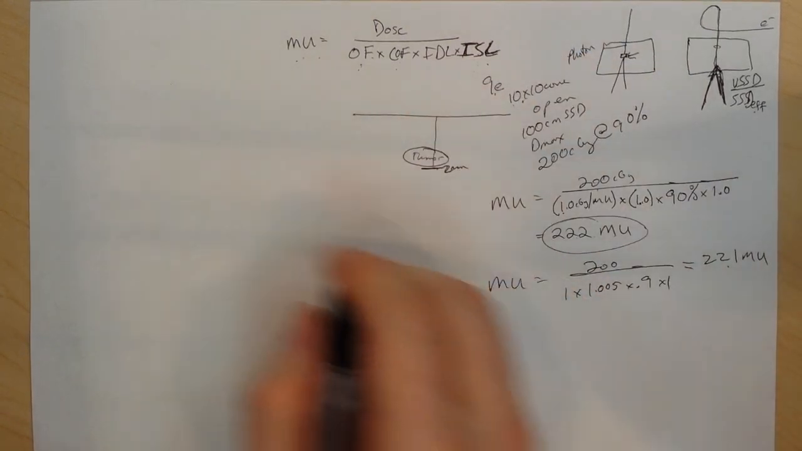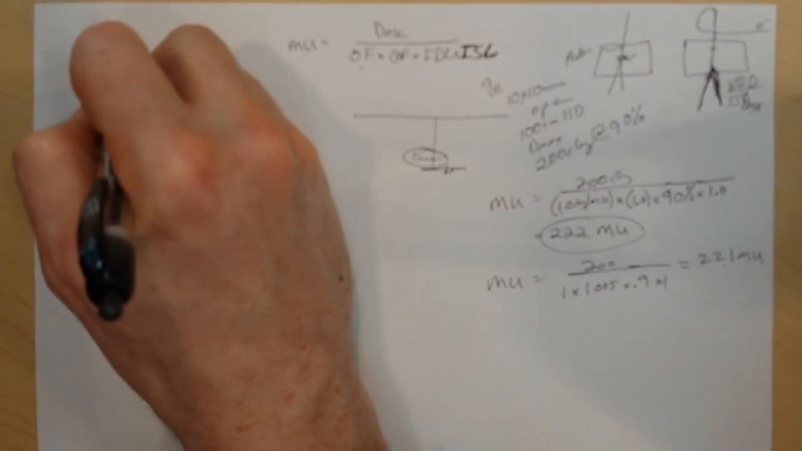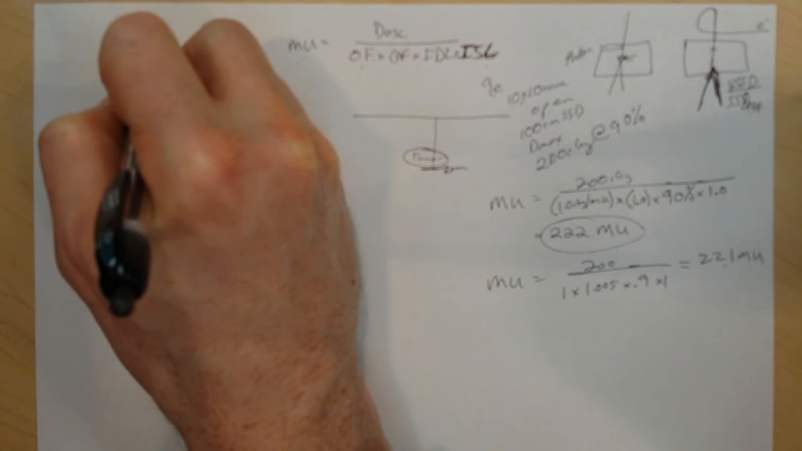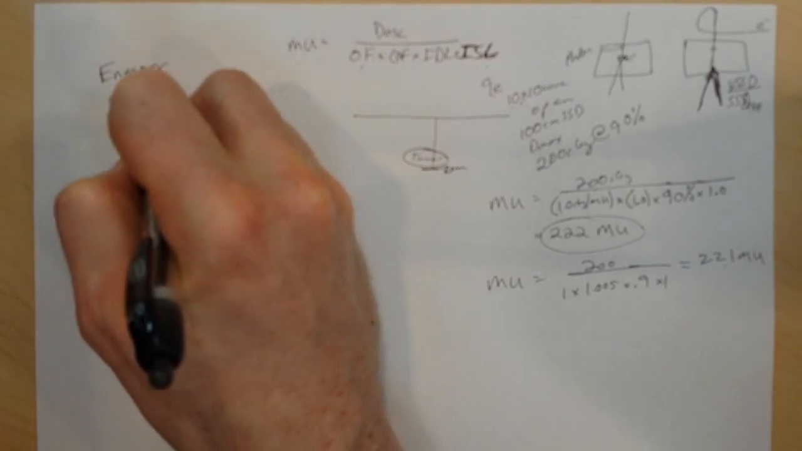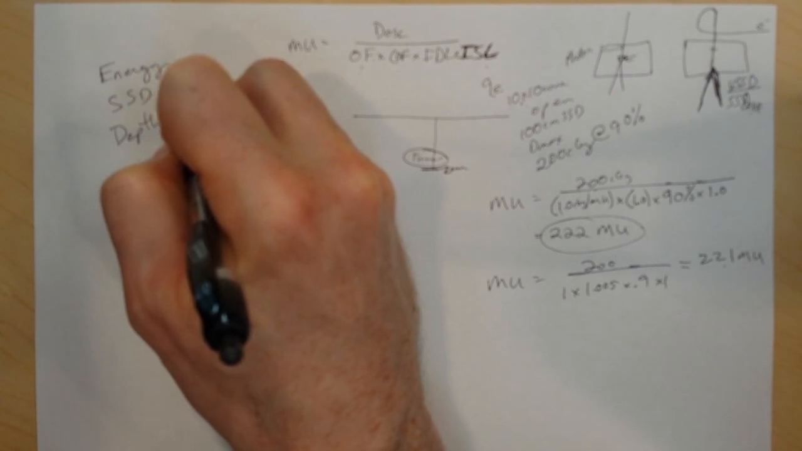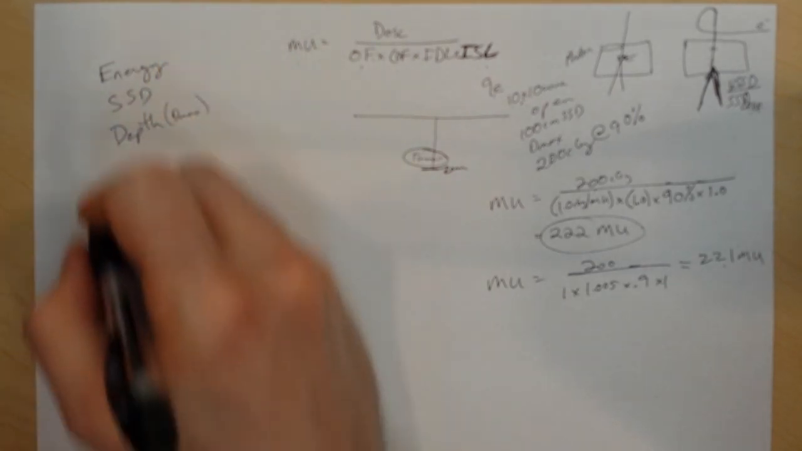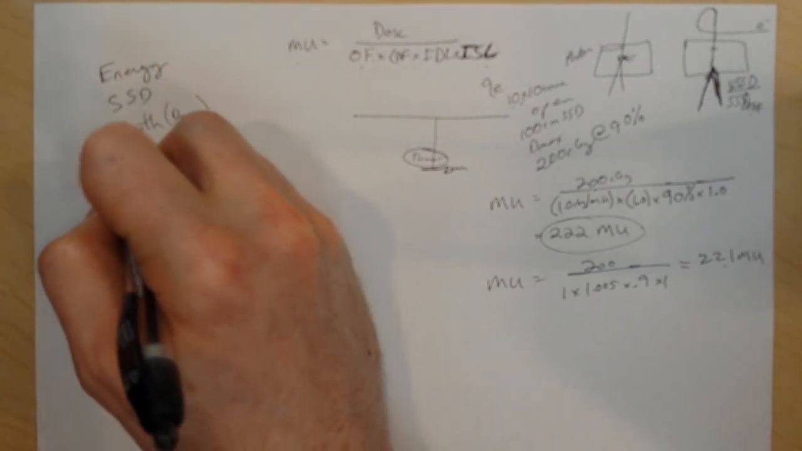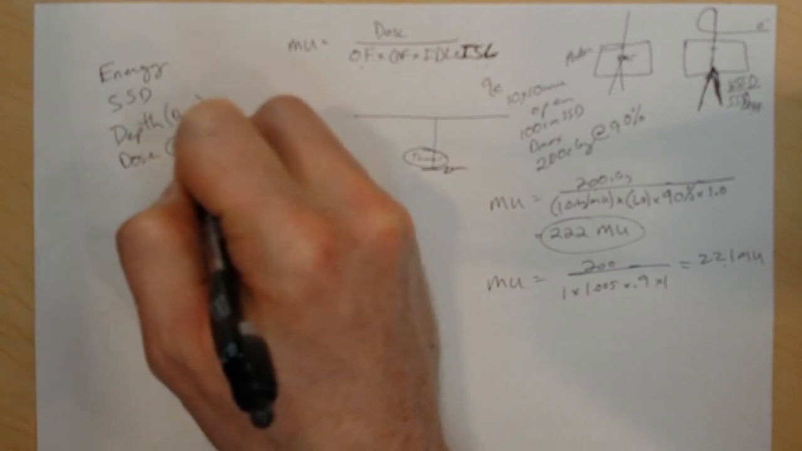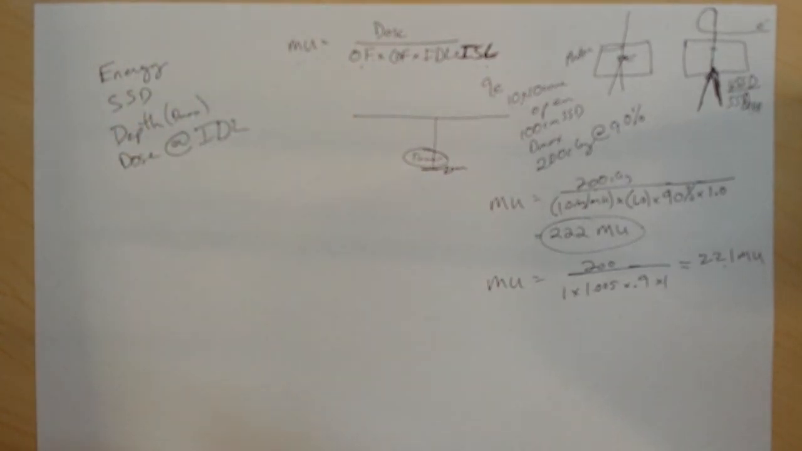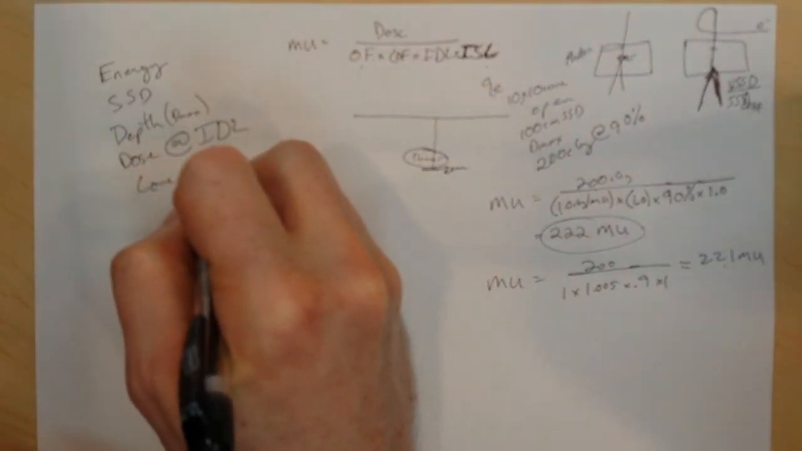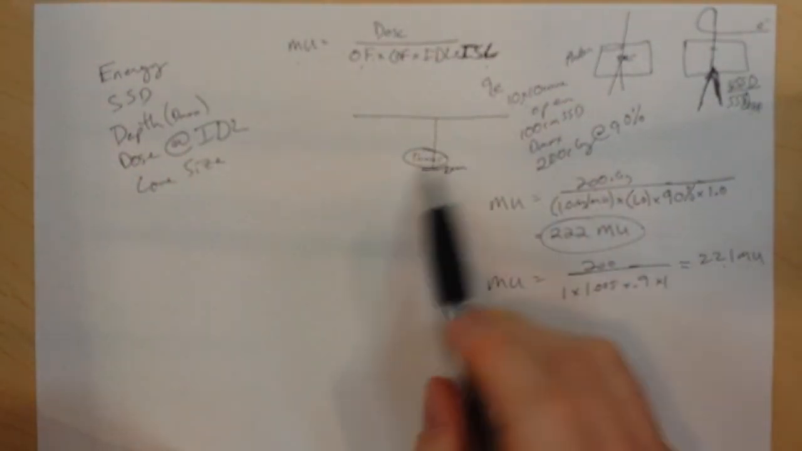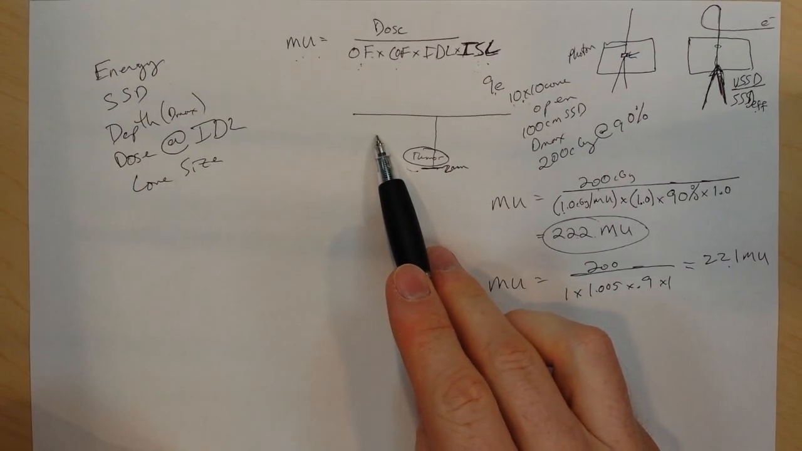So this is the standard for monitor unit calculations for electrons. These are what the physician is going to give you. He or she is going to give you energy, SSD, depth, which normally is going to be Dmax, dose prescribed at some sort of isodose line, and cone size. These you should be able to do on the fly.